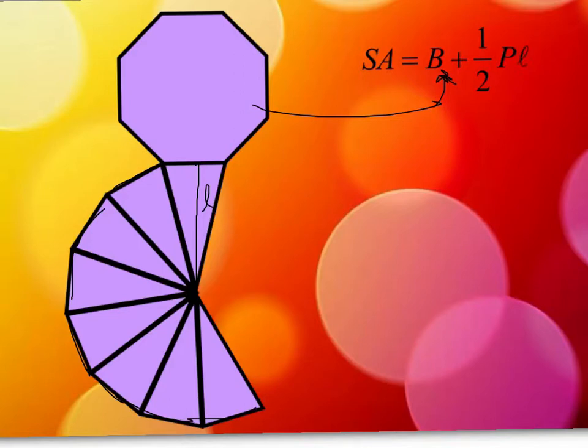It would go 8 around since there's 8 sides. And then you would multiply that by 1/2 and then add that to the area of the base, and you would get the surface area of this pyramid.